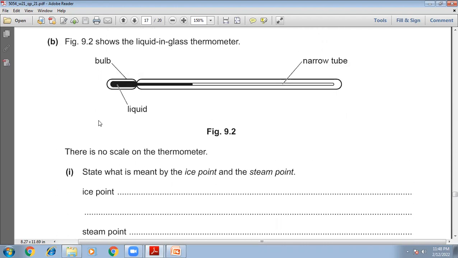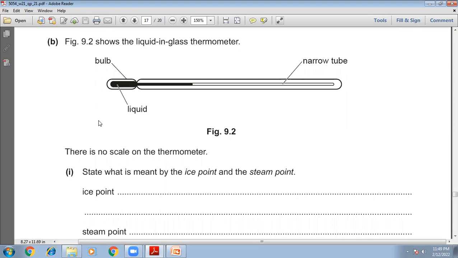Okay, so ice point is basically a point marked on the thermometer, and that point represents the level of the thread when the thermometer was in the melting ice. So wherever the thread of the mercury stops and its level becomes steady, at that position we mark a point on the thermometer, and that point is known as ice point.